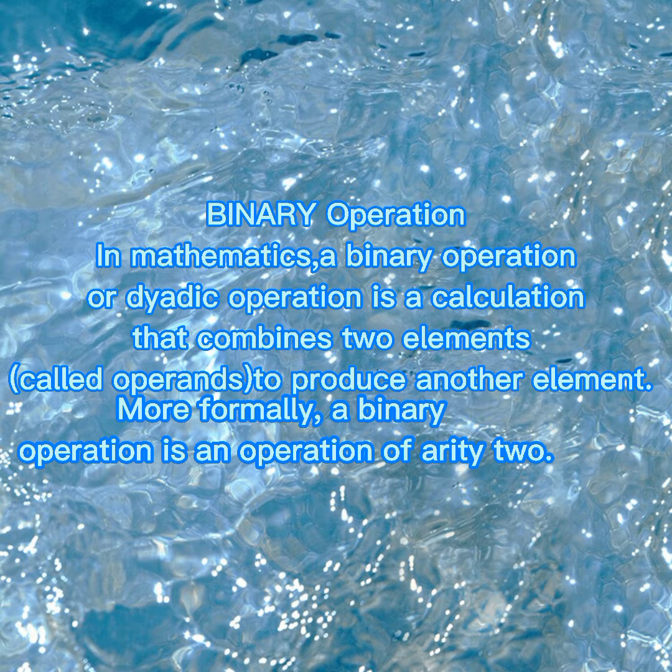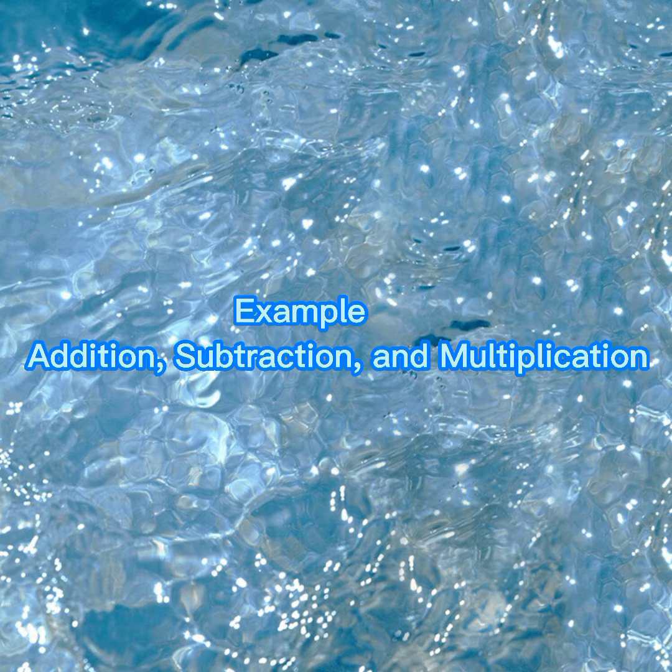And next is binary operation. What is binary operation in algebra? In mathematics, a binary operation or dyadic operation is a calculation that combines two elements, called operands, to produce another element. More formally, a binary operation is an operation of arity 2. Examples of binary operations on the integers are addition, subtraction, and multiplication.